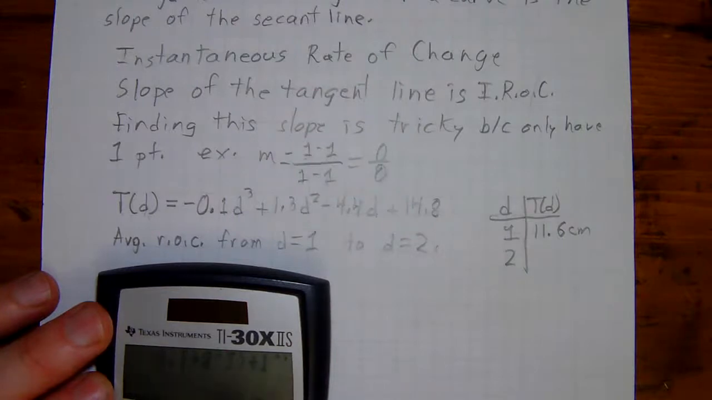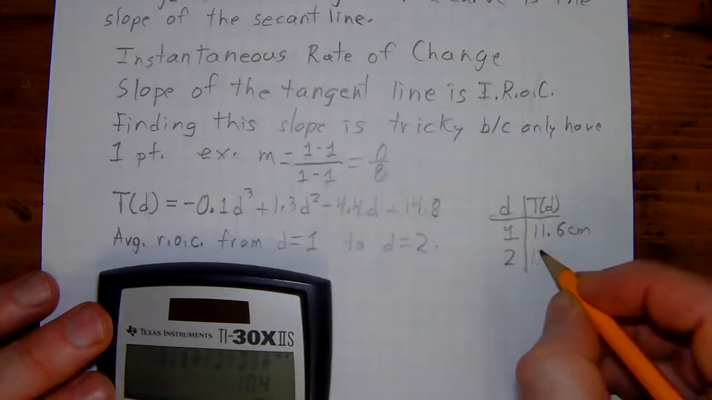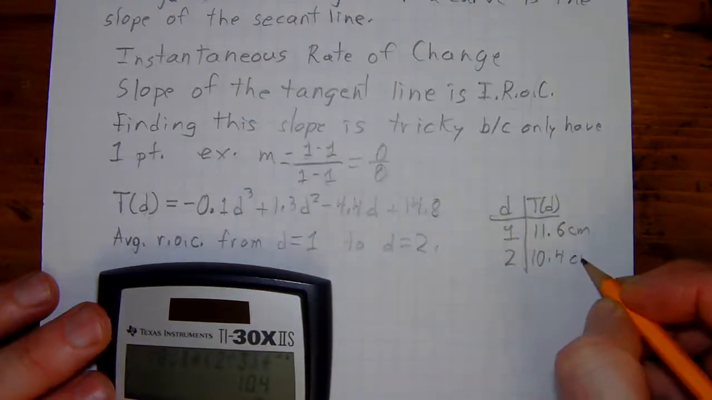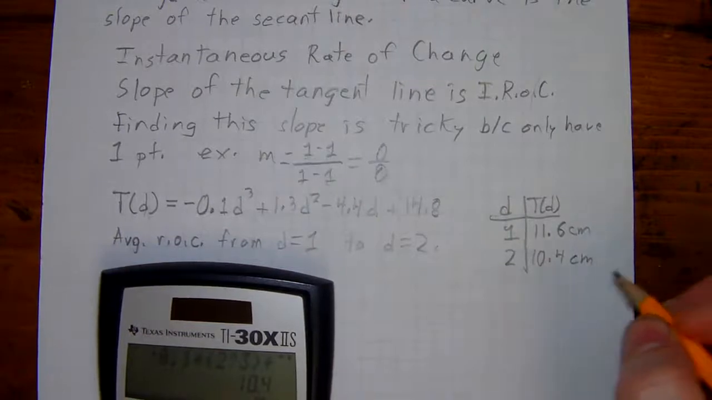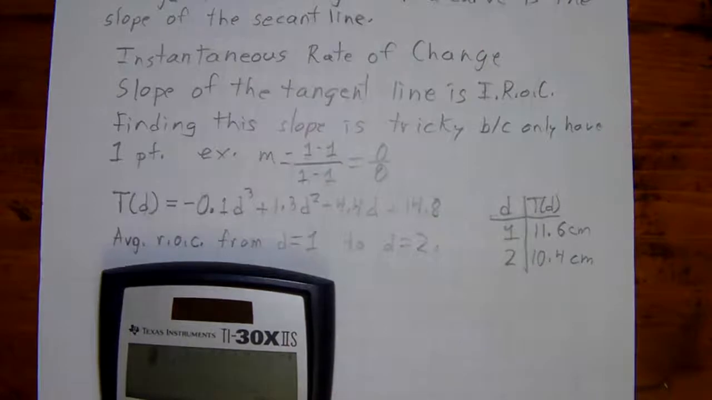Times, insert bracket. Okay, there we go. So 1.3 times 2 squared minus 4.4 times 2 plus 14.8, and we get 10.4 centimeters. So on January 2nd, on day 2, the thickness of the ice is 10.4 centimeters.